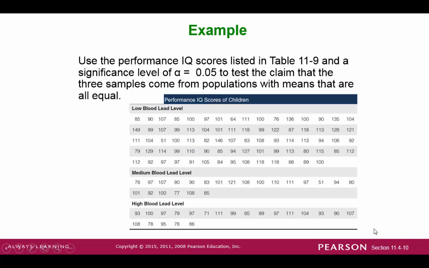So here's an example where we're looking at IQ scores. The performance IQ scores are listed below, and with a significance level of 0.05, test the claim that the 3 samples come from populations with means that are all equal. So that's going to be our null hypothesis. What we're saying is that we're categorizing these IQ scores from children into 3 different groups. One group would have low blood lead level, another group would have medium blood lead level, and a third group will have a higher blood lead level. So these will be our different groups, categorized by the blood lead level.